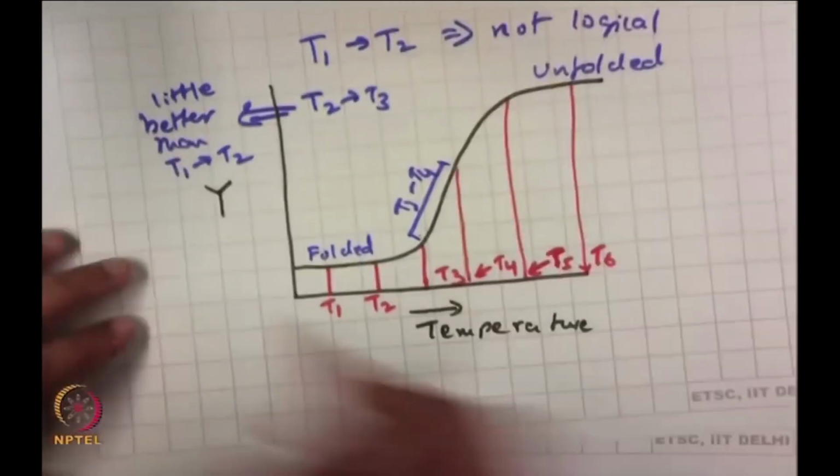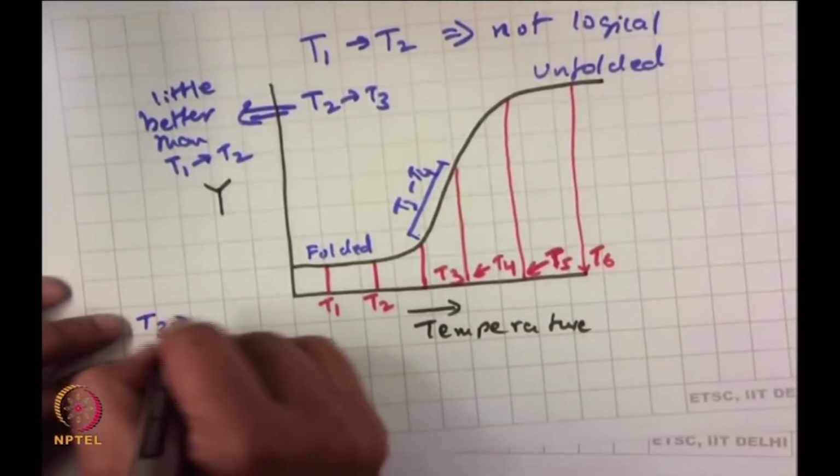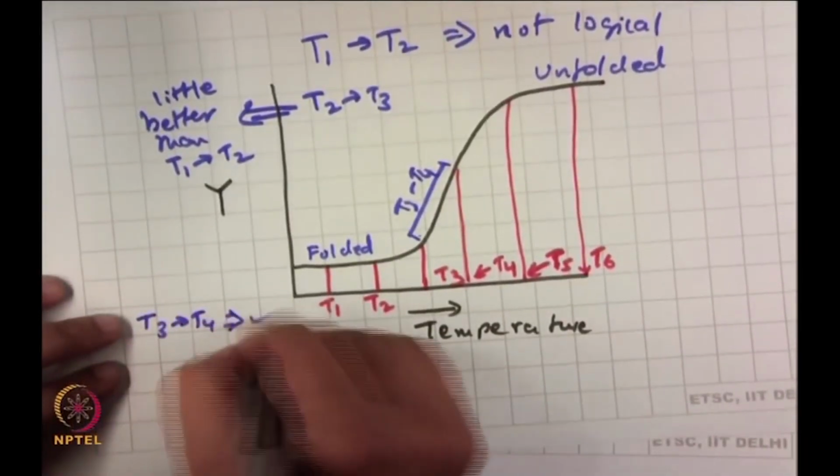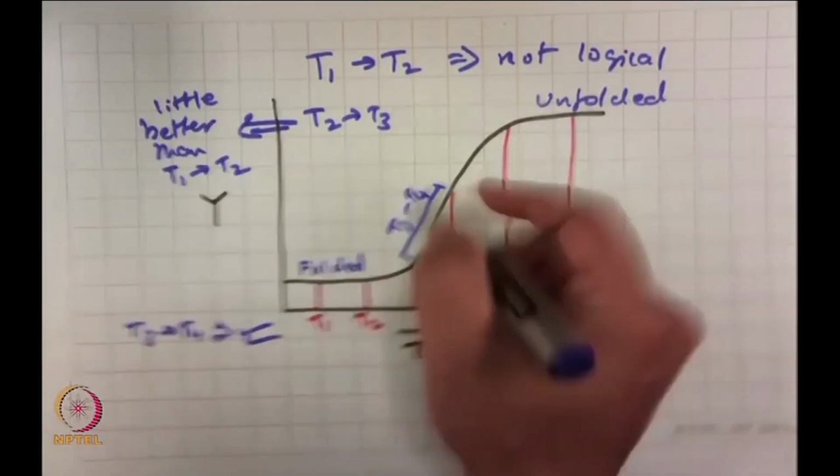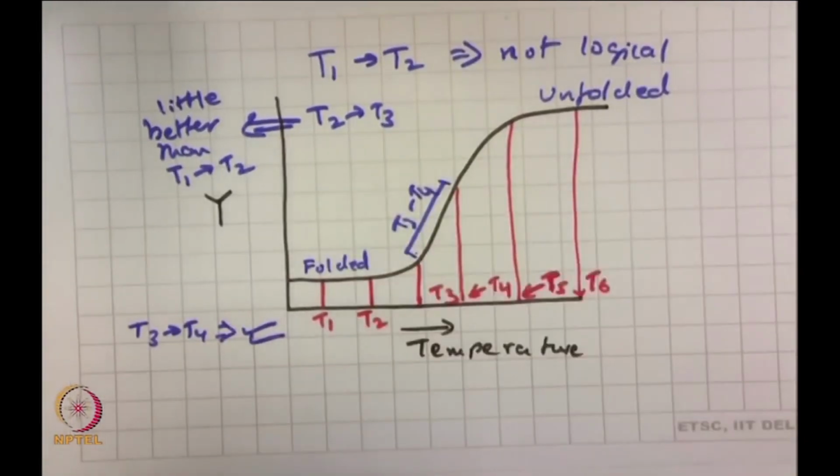So, then T3 to T4, why don't you try to do it, because you have a huge change in the concentration of the folded state or unfolded state, and your spectroscopic signal is also changing by this amount. Okay. What about T4 to T5? There is still a change. Okay. Now, see, T4 to T5 is also logical. So, T4 to T5 is almost like T3 to T4, right.